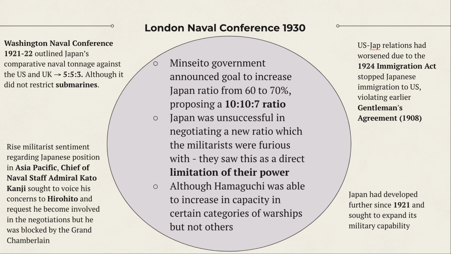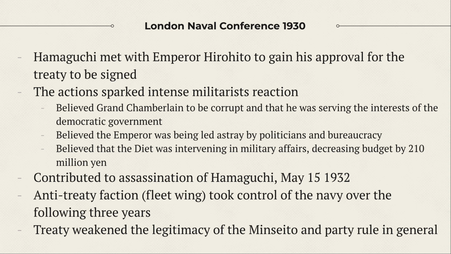They believed the Grand Chamberlain to be corrupt, and he was serving the interests of the democratic people. They believed the emperor was being led astray by politicians and bureaucracy, and they believed that the Diet, the House of Representatives in Japan, was intervening in military affairs and decreasing the budget by 210 million yen. So what we have here is the militarists, they blame the bureaucracy, they blame the constitutional framework that the emperor has to work within.